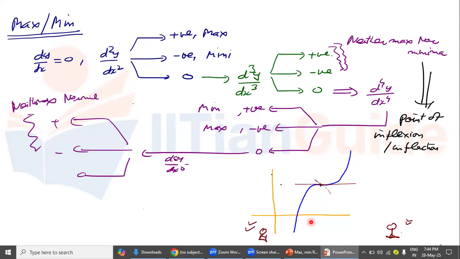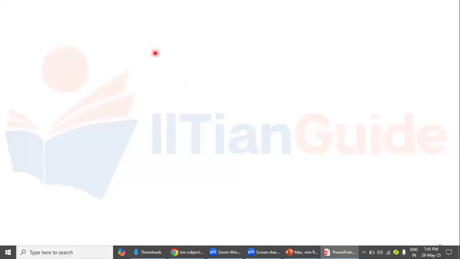Let's move. This is the concept that we use in maxima and minima, and we can decide maxima and minima by the second derivative.